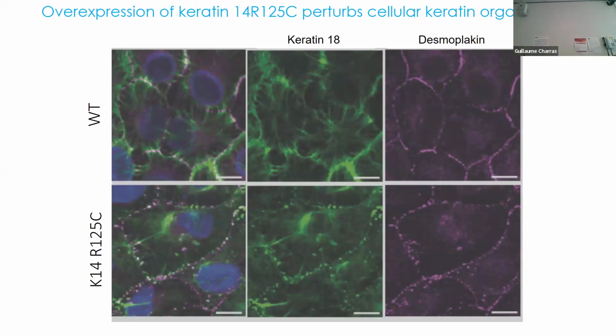And if we overexpress the keratin R125C mutation, then that network is collapsed, mostly around the nucleus. You have very few fibers that make it all the way to the cell periphery, and a lot of the keratins are aggregated.